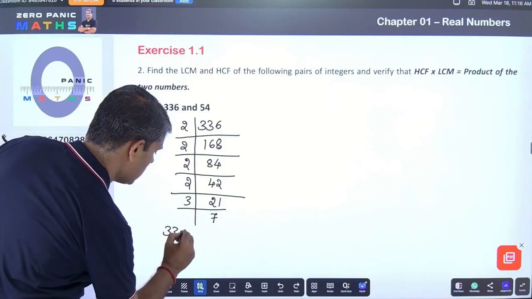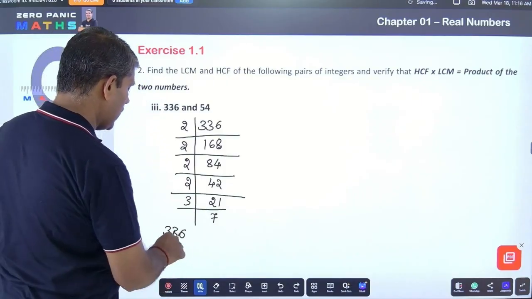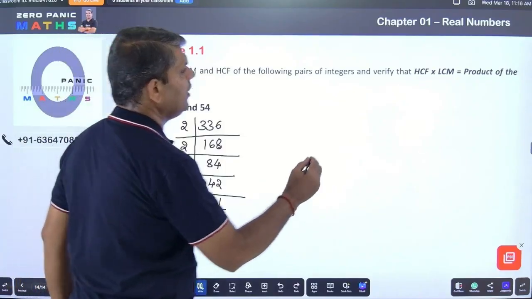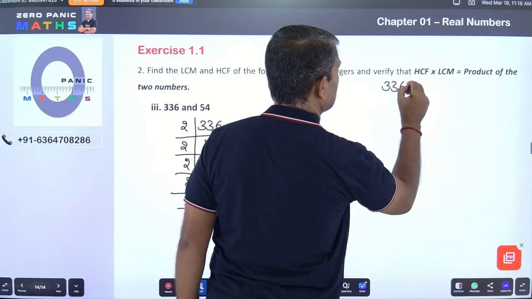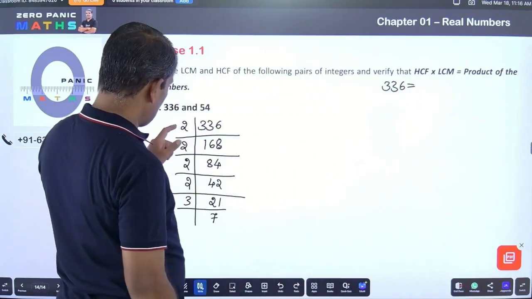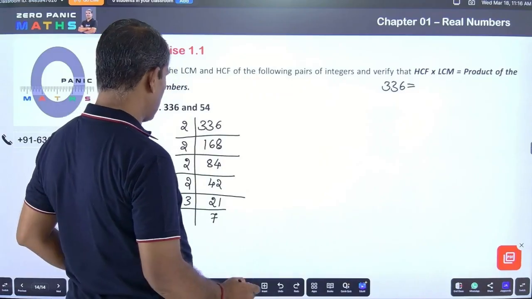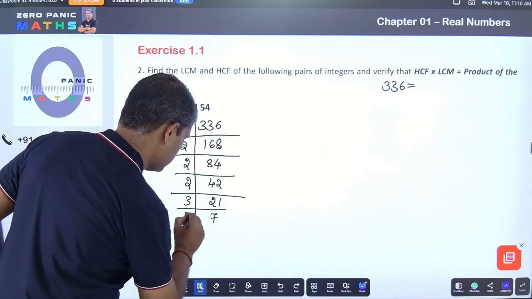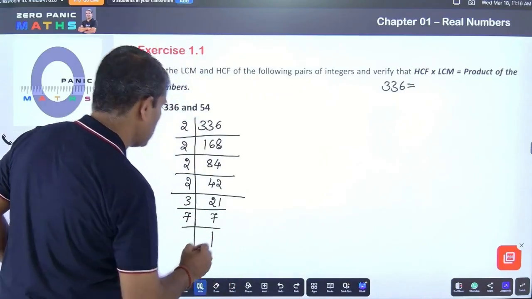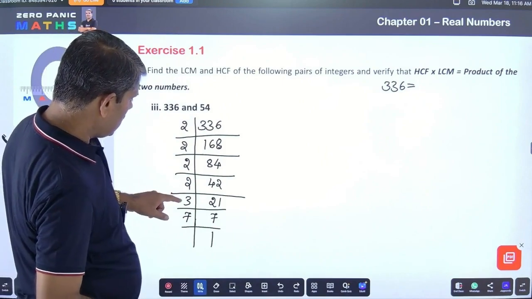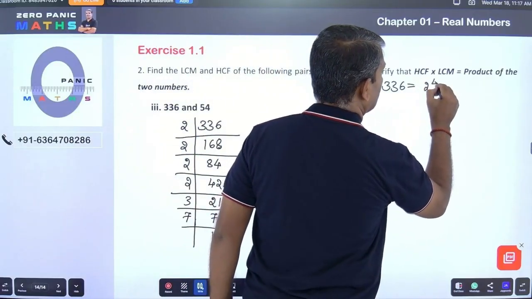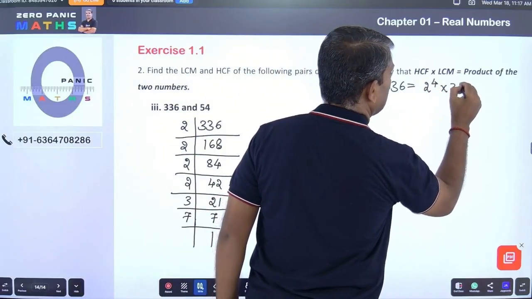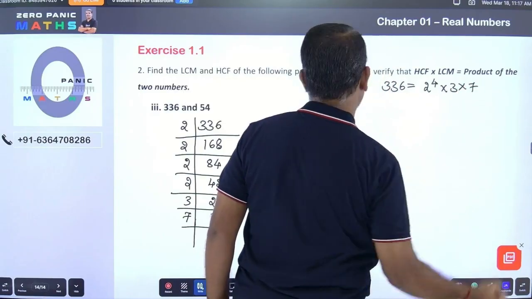336, or else I will write it here only. 336 is equal to 2 to the power of 4, 3 and 7. 2 to the power of 4, 3 and 7.